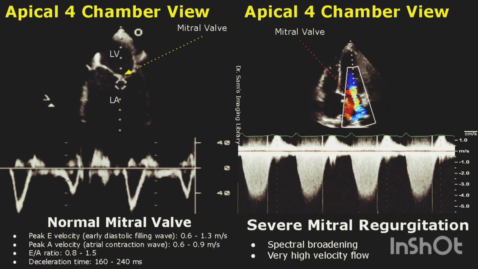This is an image of severe mitral regurgitation. There is a high velocity flow reversal with spectral broadening. The velocities are reaching 4 meters per second or 400 centimeters per second. So that is a very high velocity.